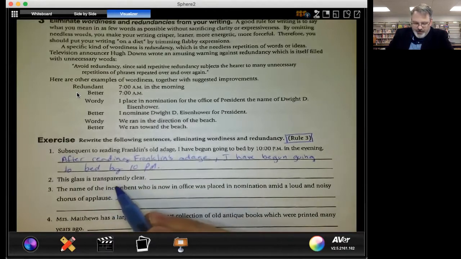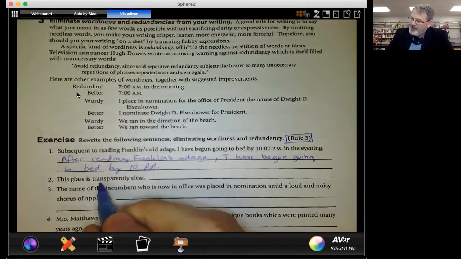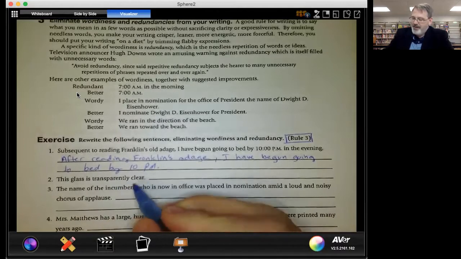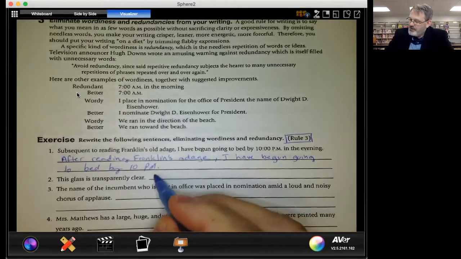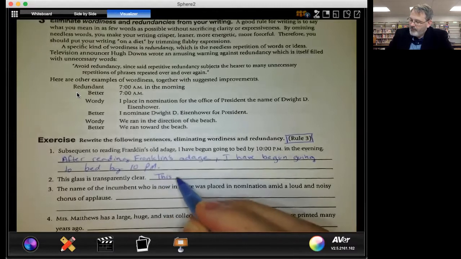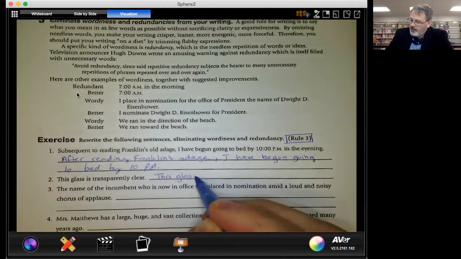This glass is transparently clear. Transparent means clear, and then we wrote clear. That's repetitious. So just let's say this glass is transparent.